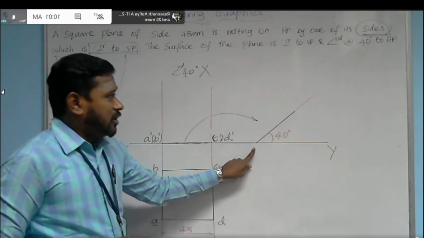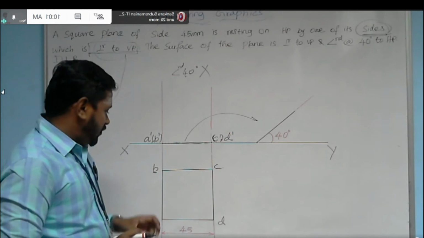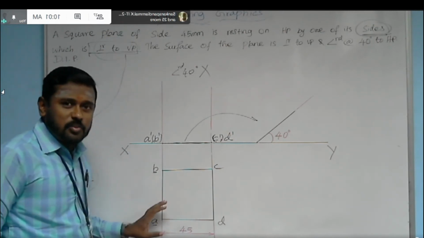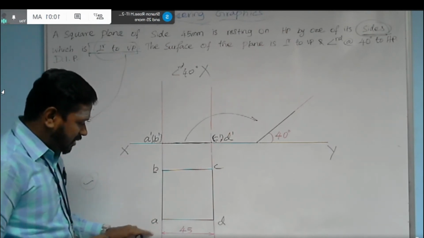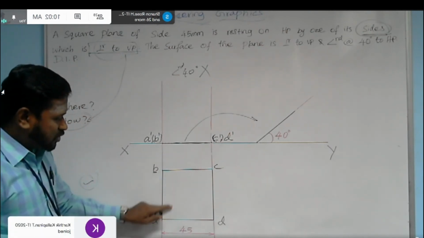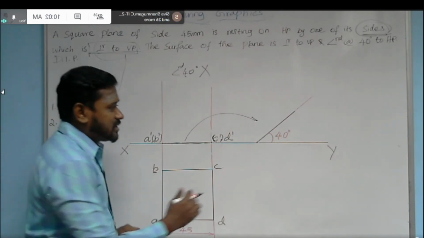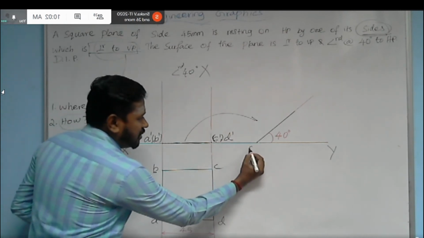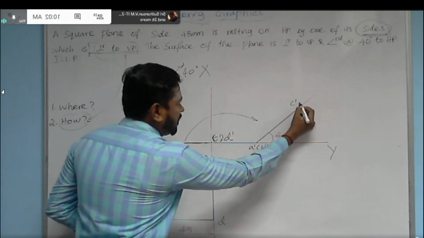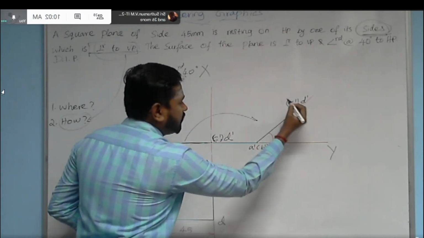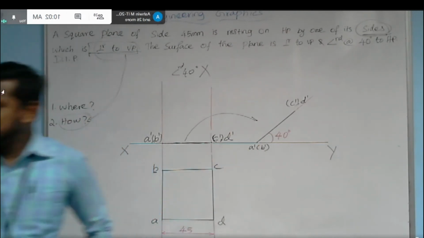And when you give it the name, you have to be very careful, because as per the question, the edge which is resting on HP should be perpendicular to VP. In our mind at the beginning we considered the edge AB is going to rest on HP and be perpendicular to VP. The same way we maintain here: A dash, B dash and C dash, D dash. After that you also need to draw the projectors.